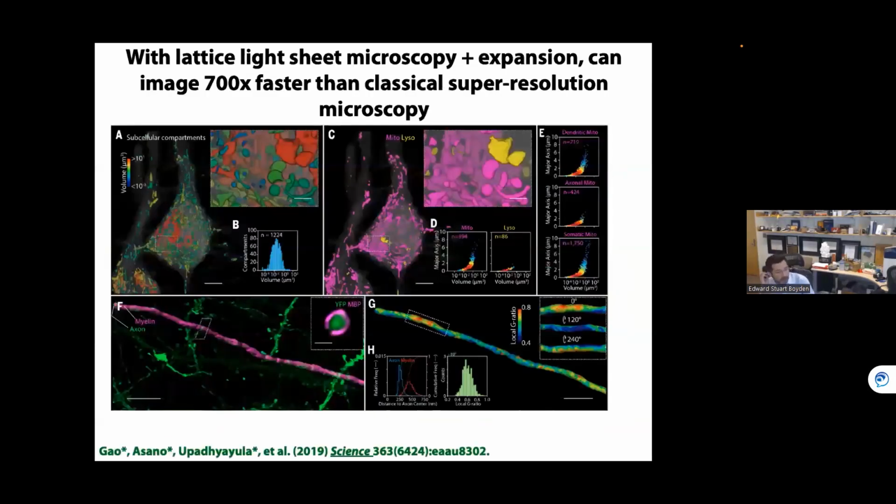We're working with Eric Betzig, another super resolution pioneer. We use one of his light sheet microscopes called a lattice light sheet microscope. And what we found is that if you expanded an image on that microscope, you could go nearly 1,000 times faster than a classical super resolution technique. Here in panel C, we're decorating mitochondrial and lysosomal proteins with antibodies against them. In the lower part of the slide, we're decorating myelin proteins. This is work done by Ray Gao, Sho Asano, and Goku Upadhyula, working with our group and Eric Betzig's group.